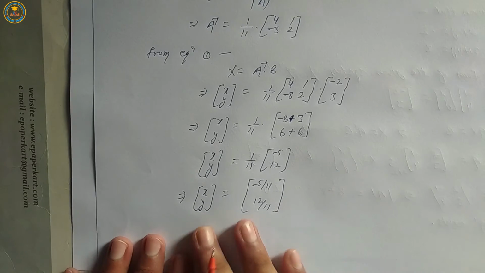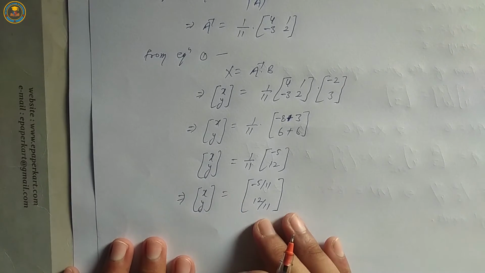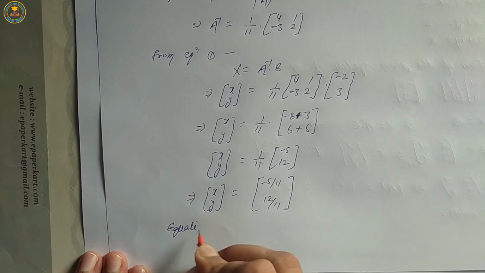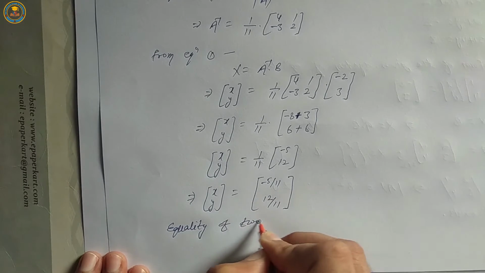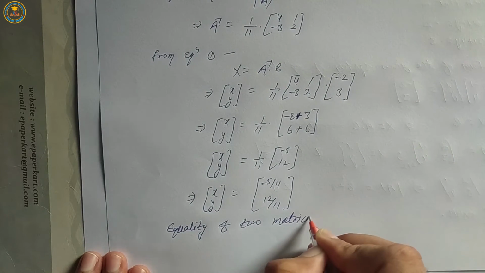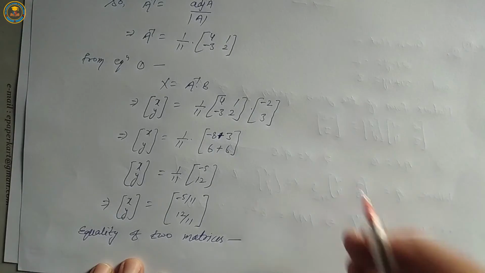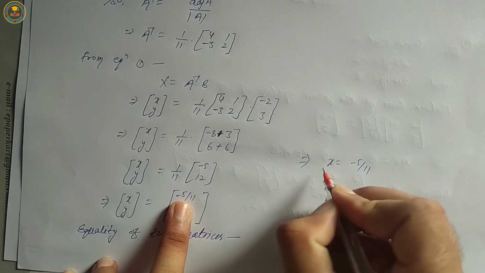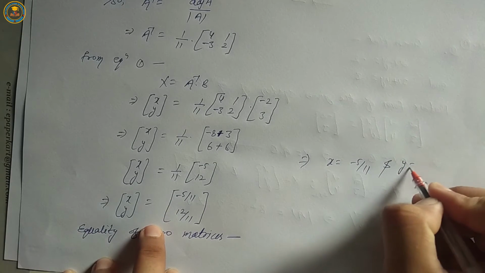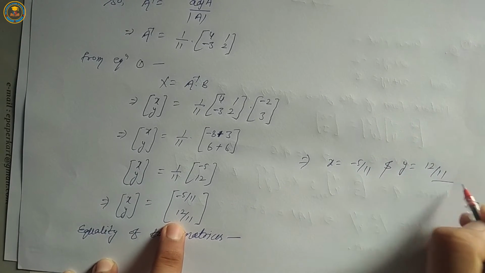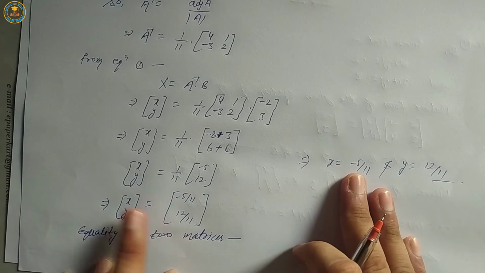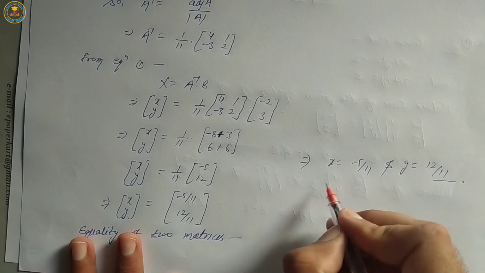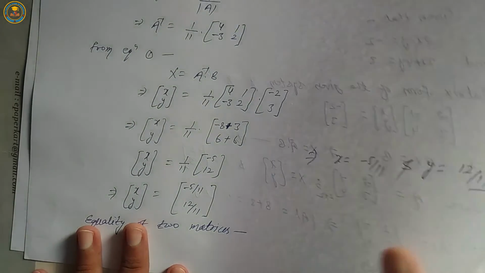Equality of two matrices, matrix A and matrix B: A is equal to B. Implies x is equal to minus 5 upon 11, and y is equal to 12 by 11. So x is equal to minus 5 upon 11 and y is equal to 12 by 11. That is the answer. Next question.